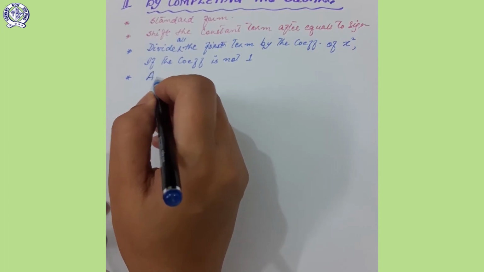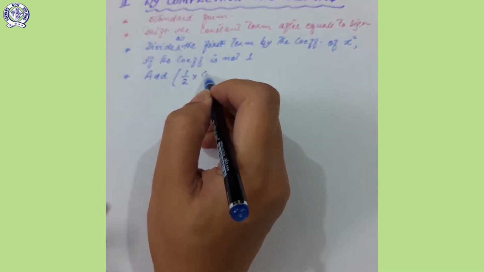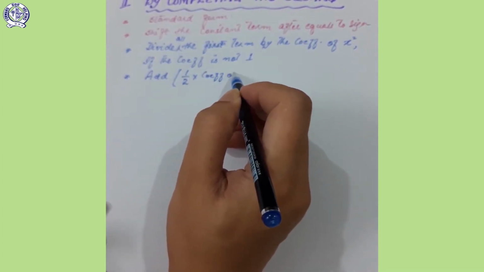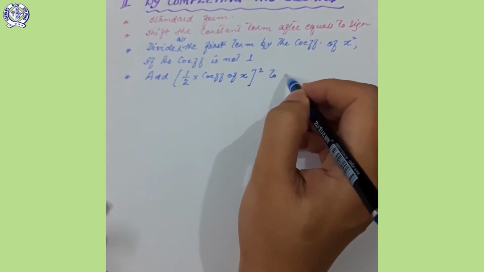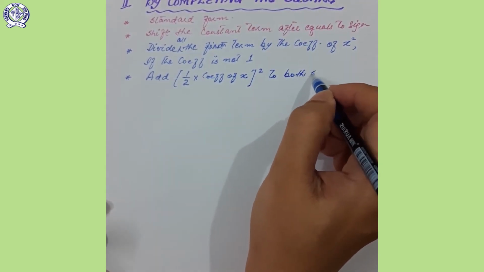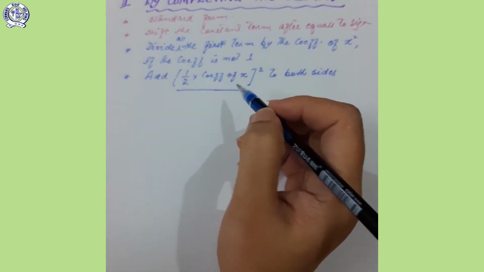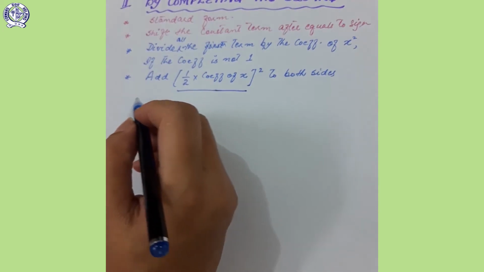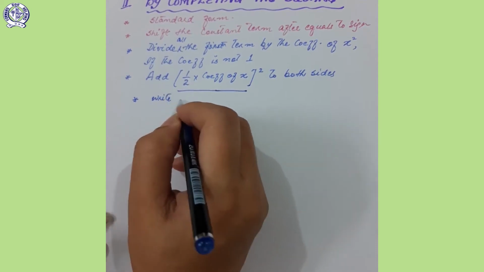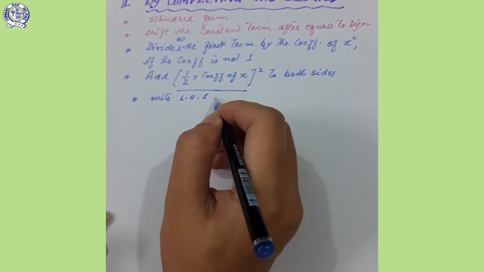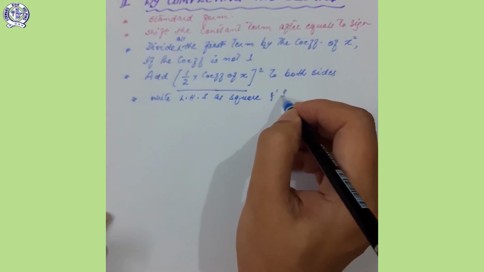What we will do, we will add 1 upon 2 multiplied by the coefficient of x, and then square it, to both sides. This you have to remember, this is the main thing. This we will do, and we will add this to both sides. Okay, after doing this, write the left hand side as a square and simplify.